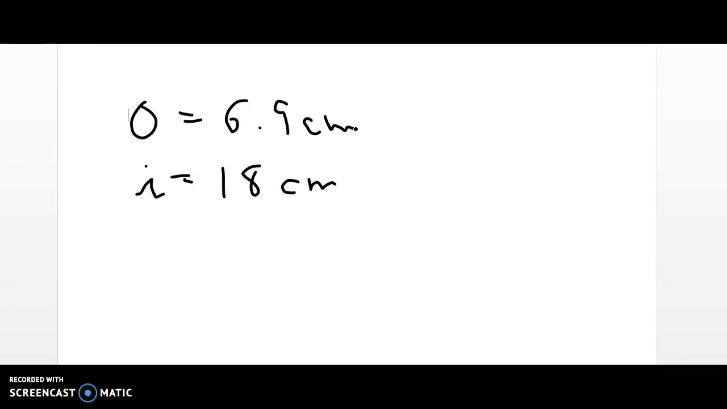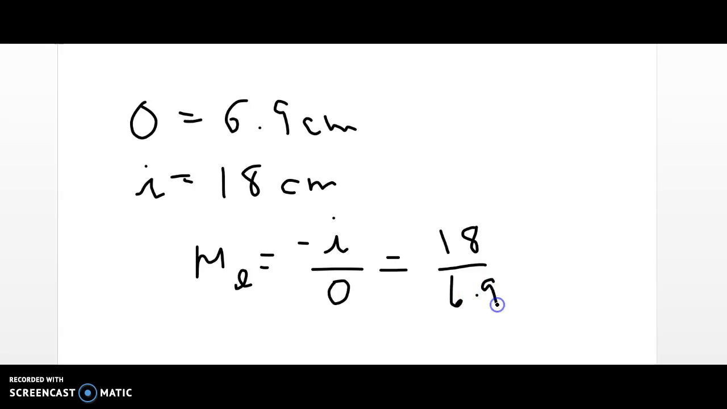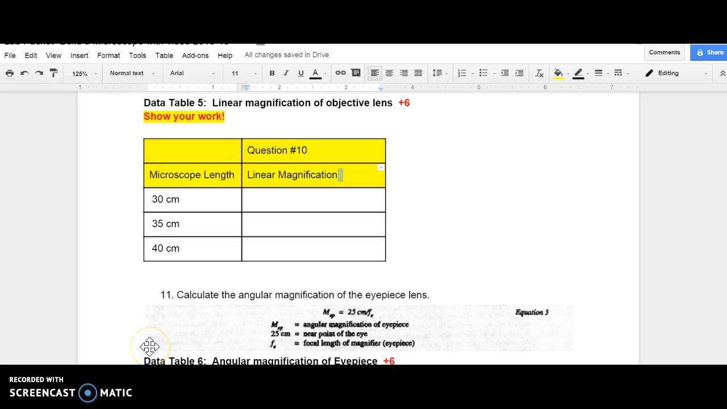So the linear magnification equals negative I over O. And the negative sign is just because the object and the image are on opposite sides. It's convention. Negative I over O. So I is 18. O is 6.9. And that equals 2.6. So back on my sheet here, for my linear magnification, my 30 centimeter microscope, I just write 2.6.